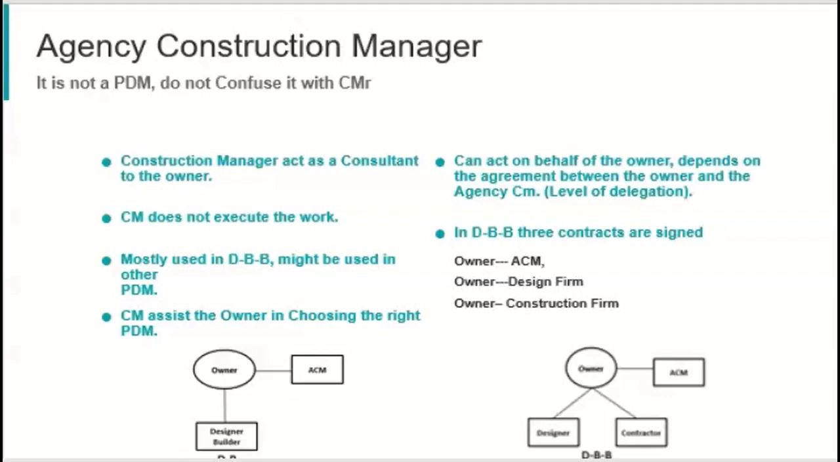Therefore, in the design, bid, build, there are 3 contracts signed. The first contract is the owner with the ACM, the second is with the designer, and the third is with the construction firm. In the design-bid-build, as we remember, we only have 1 contract between the owner and the design entity. The second contract will be with the ACM.